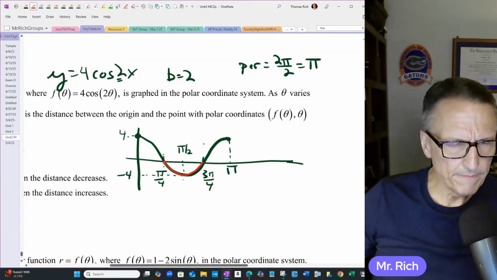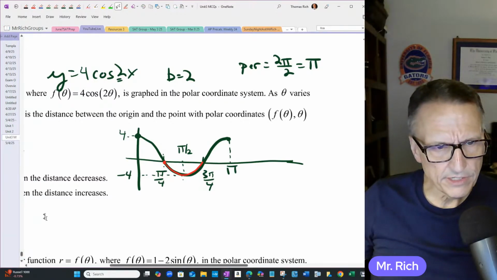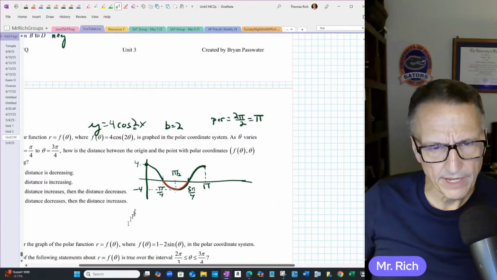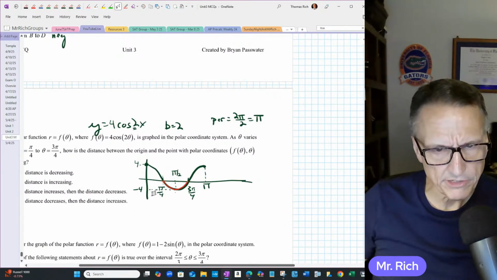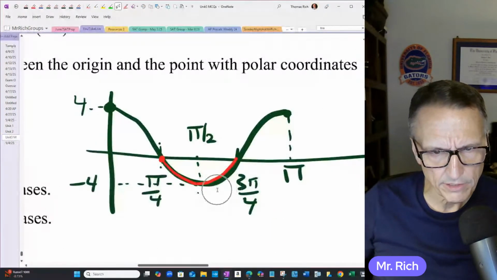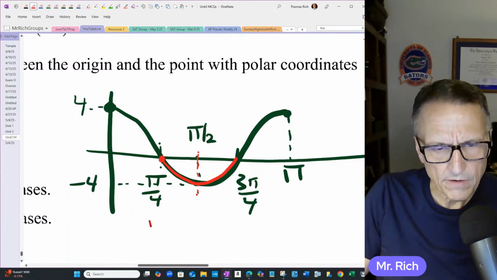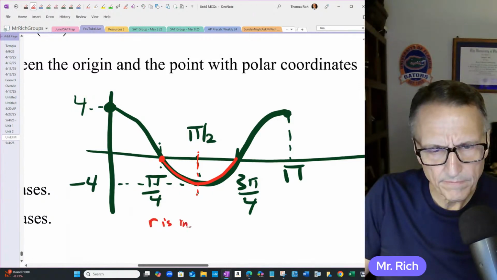Now, what is happening here? Well, if we're talking about the distance increasing or decreasing, if you're moving further away from the x-axis, then that means the distance has to be increasing. So let's just take a look at what's going on. Over this interval from pi over 4 to pi over 2, r is increasing.